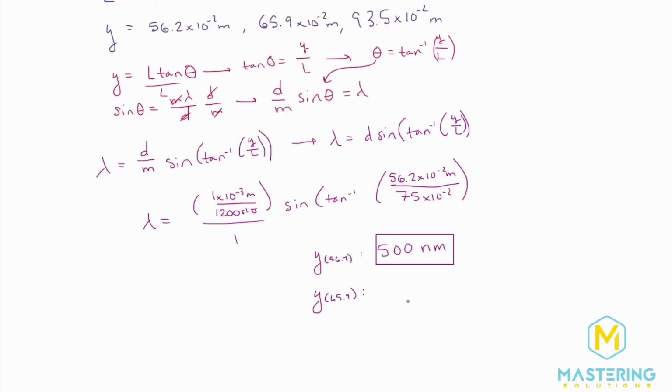So we have 500 nanometers, and then 550 nanometers, and then the y of 93.5 was 650 nanometers. So these are the three wavelengths that are produced by the element in this question. And we did that by finding the angle for them and then plugging it in to solve for lambda.